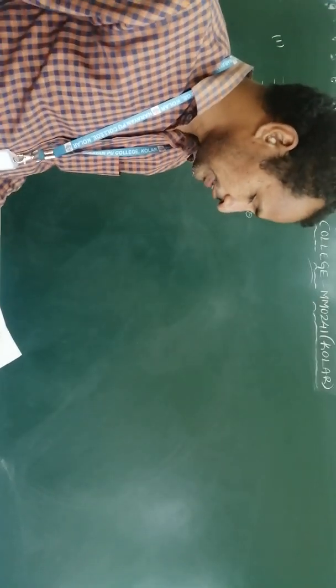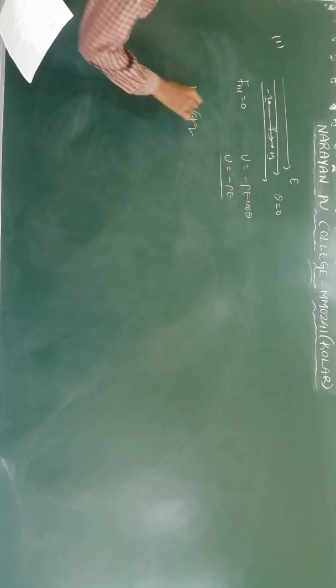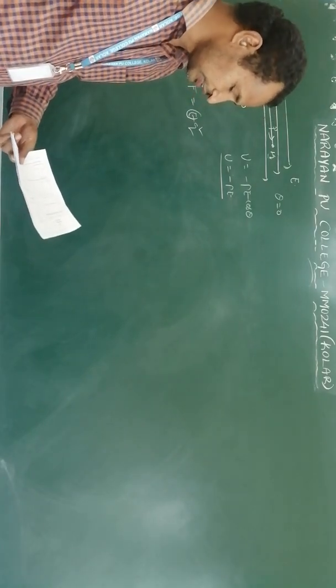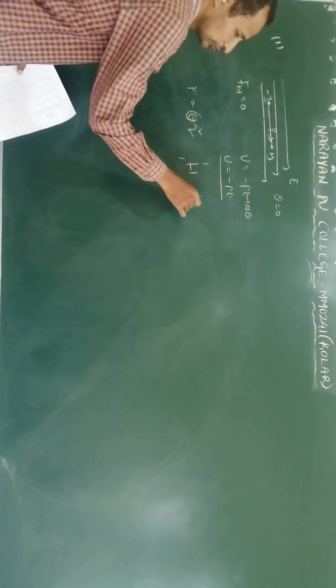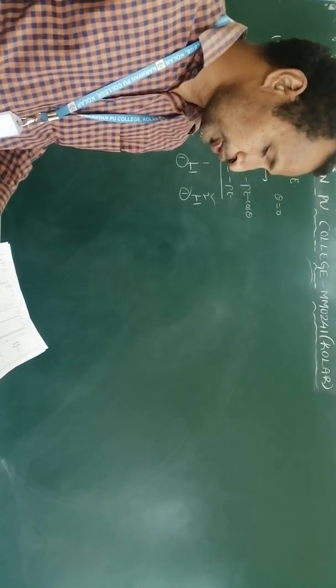Next, the pair of particles which experience the same force in a uniform electric field. So force F is equal to EQ. E is the same for all, so it all depends on Q. If Q is the same, force is the same. For which particles is the charge the same? Proton and neutron. Here only one proton is there. In 1 1 1 2, only the mass number changes, but the charge is not changing. So the charge is the same, and the force is the same on the two particles, proton and neutron.